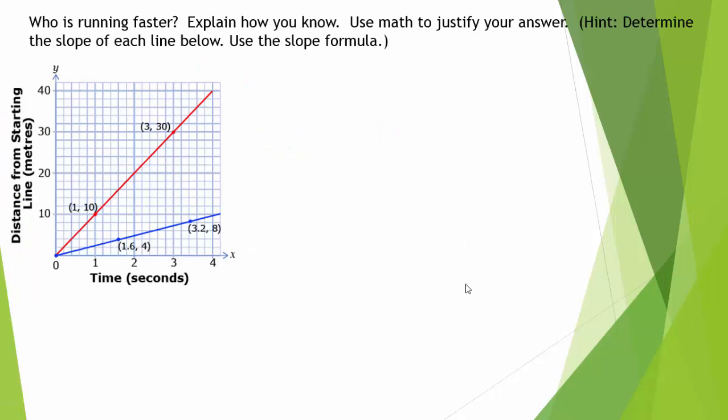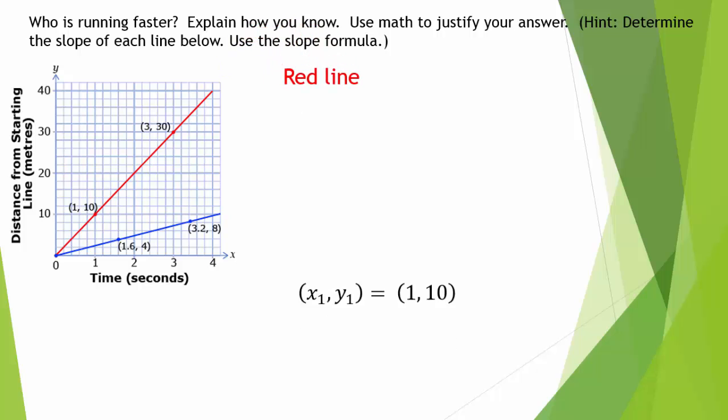First question said, who is running faster? Explain how you know. Use math to justify your answer. Hint, determine the slope of each line below. Use the slope formula. So that's how we're going to go about this problem. We're going to go ahead and use the slope formula to determine the slope of the red line and determine the slope of the blue line. And that'll tell us who's running faster. The one with the greater slope, the higher number for their slope, is the person running faster.